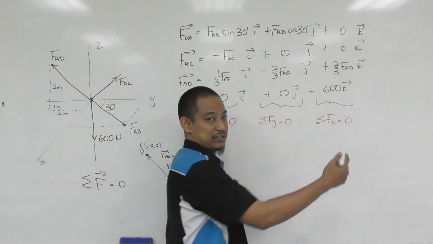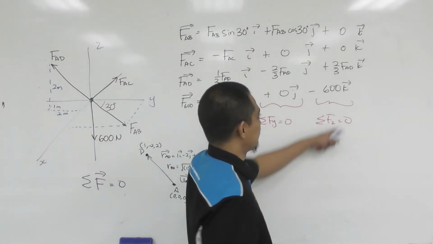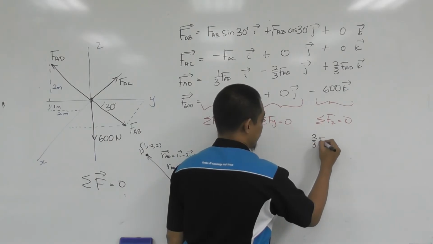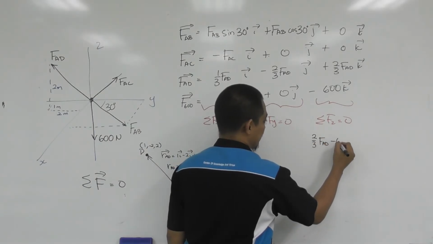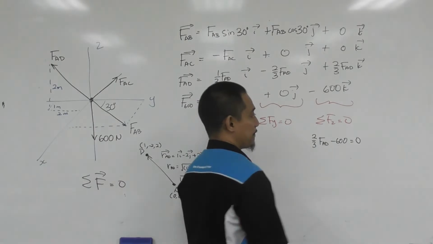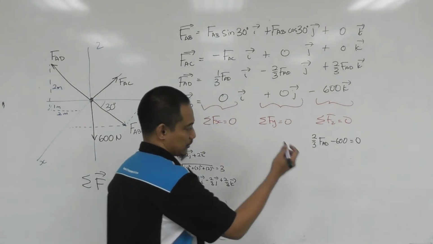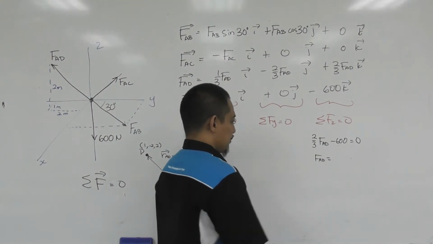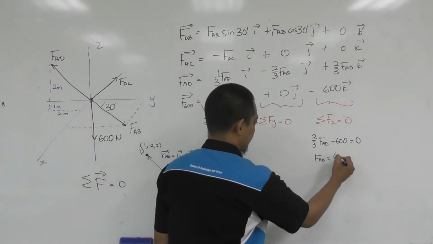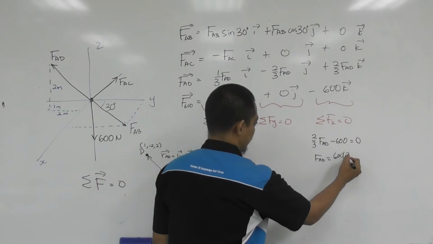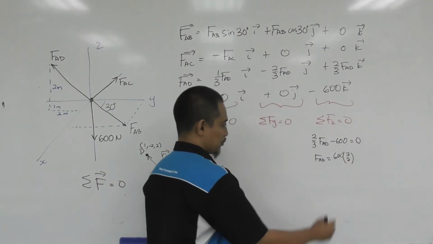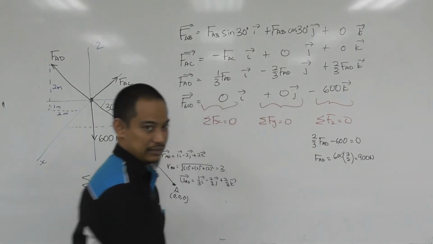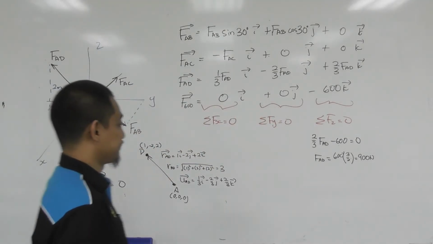So, summation of Fz equal to 0, basically you add all this. So 0 plus 2 over 3 FAD minus 600 equal to 0. So you can solve straight away, right? So FAD equal to 600 times 3 over 2, so 900, I believe. Meaning that you already solved one of the unknowns.